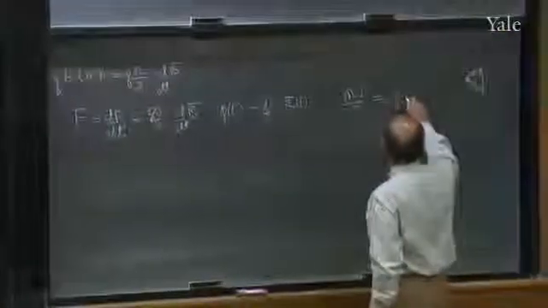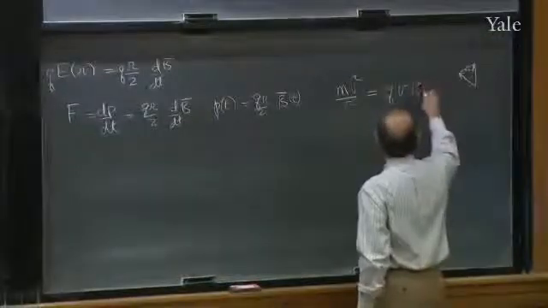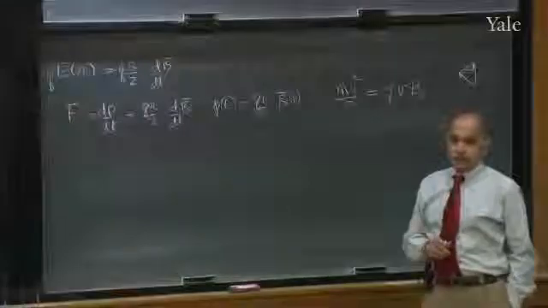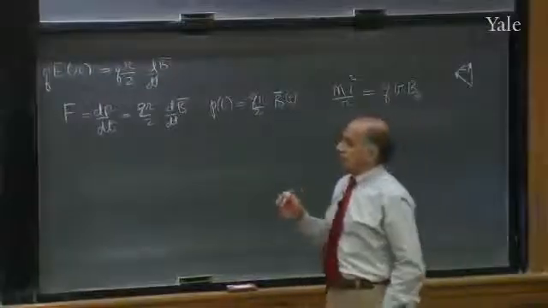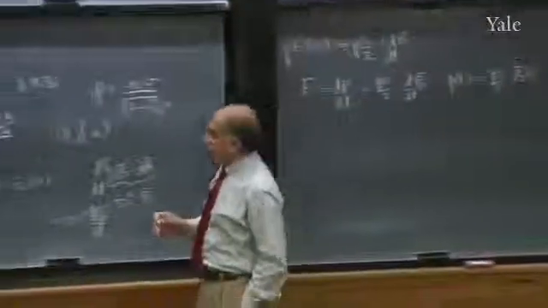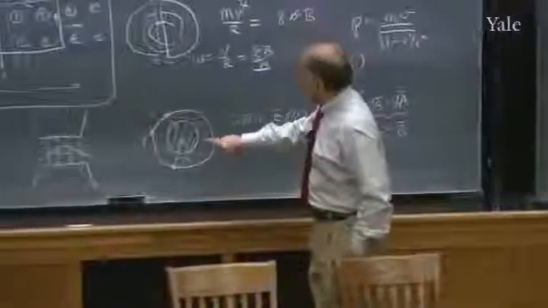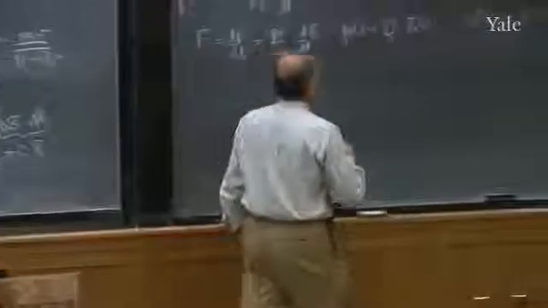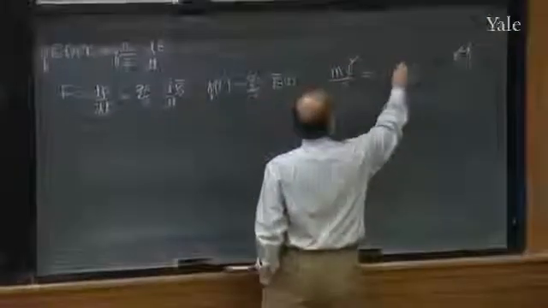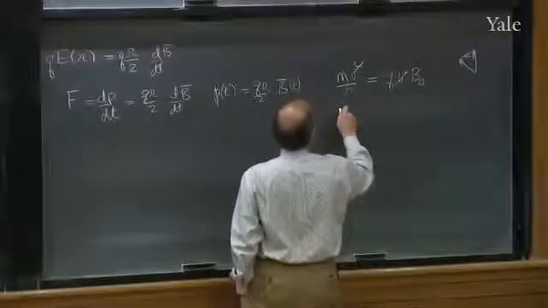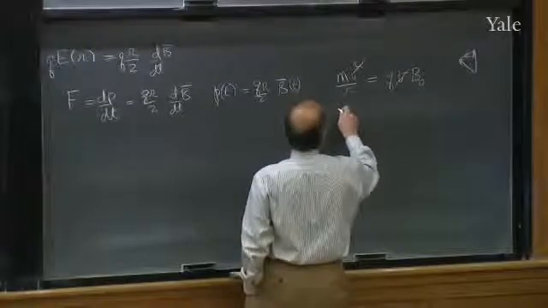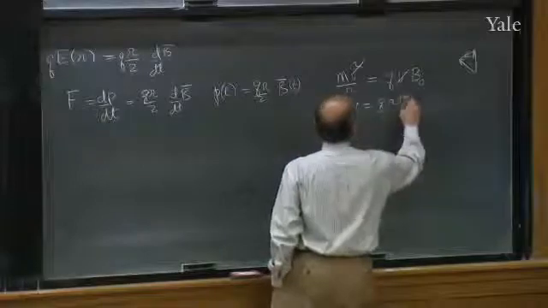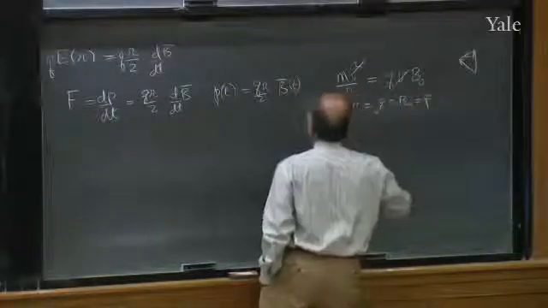Q times V times B, but this B is the B at the orbital radius. This is not the average B. This is the B where the particle really is. So we're going to keep the particle at a fixed radius. It's the B at that radius that matters. Therefore, you cancel the velocity, you find that mv is equal to qrB0, and that's the momentum.